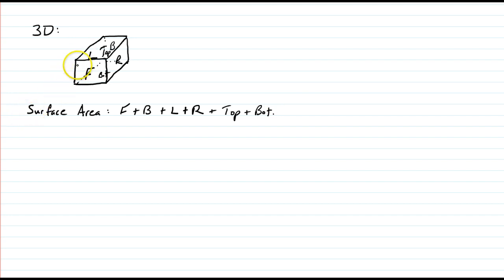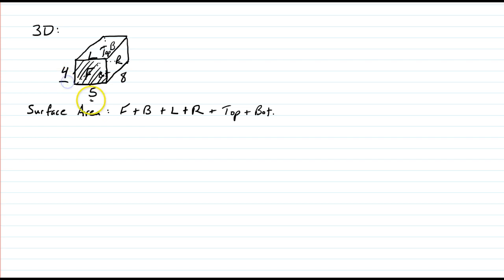So now if we put some numbers on this, let's make this 4, 5, and 8. Now we can start by finding the area, or the surface area, of the shape. So I'm going to start by finding the area of the front here.